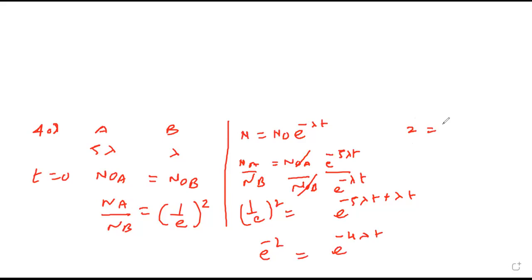Therefore, 2 equals 4 lambda t. That is t equals 2 upon 4 lambda. t equals 1 upon 2 lambda. So the time interval after which the ratio of atoms is 1 upon e raised to 2 is 1 upon 2 lambda. That is the 1 upon 2 lambda option.